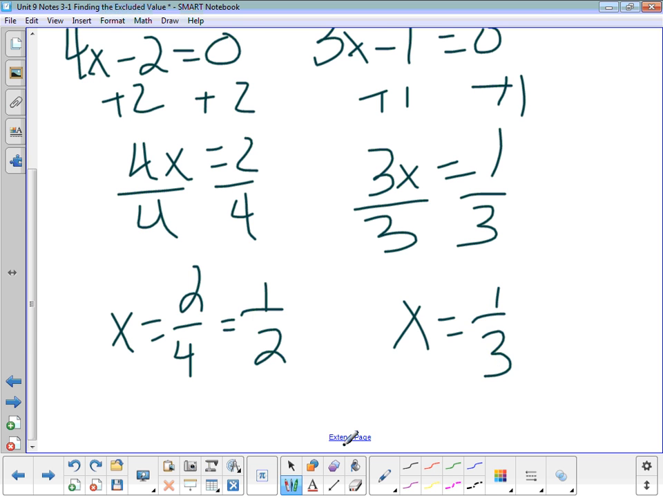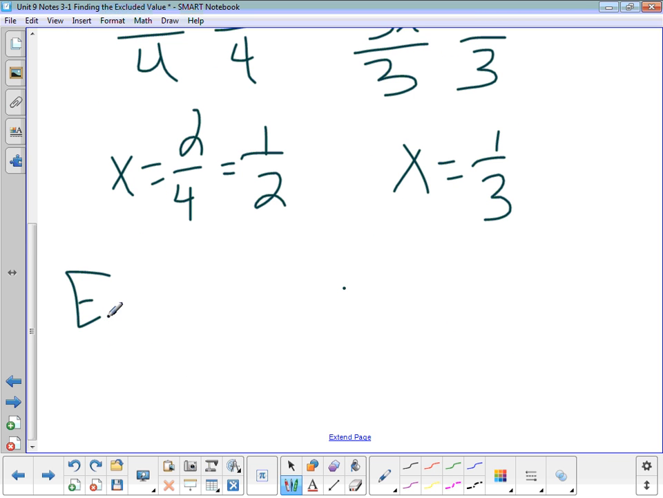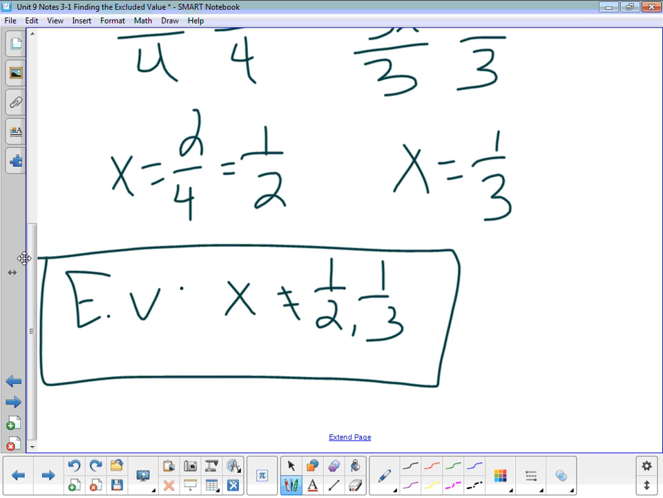So we need to state our excluded values. Our excluded values are that x cannot be 1/2 or 1/3. We put the strikeout through the equals sign because we don't want them to be either. Now I want you guys to do number 12 on your own.